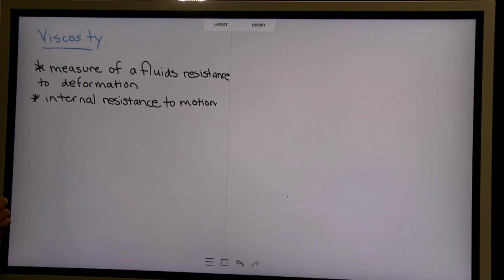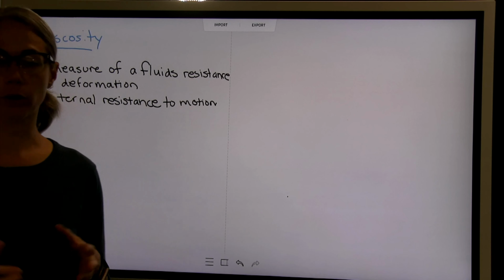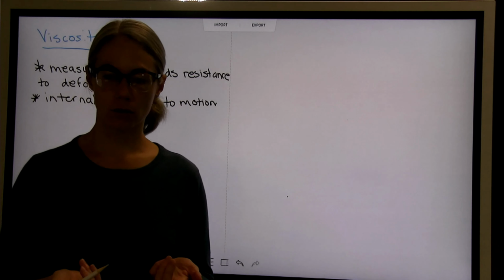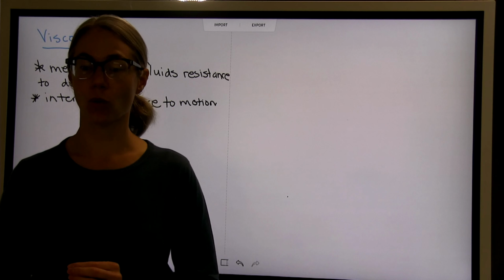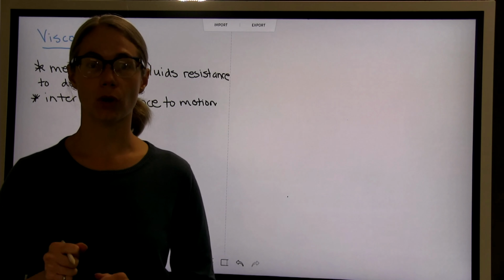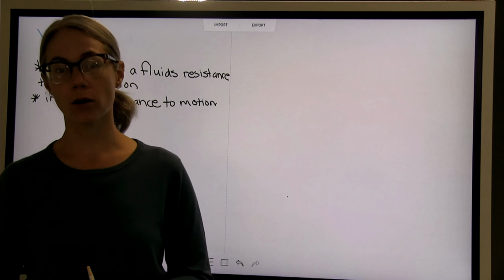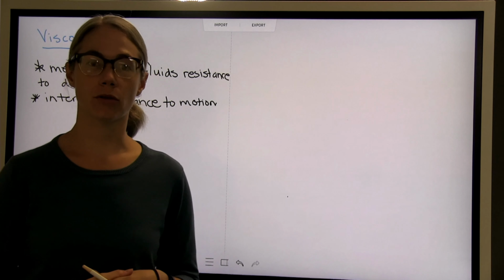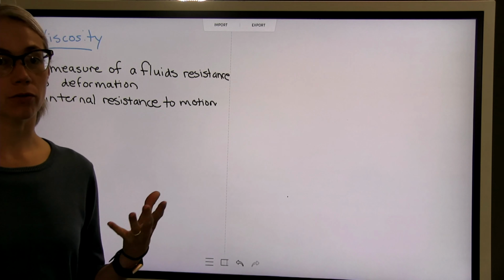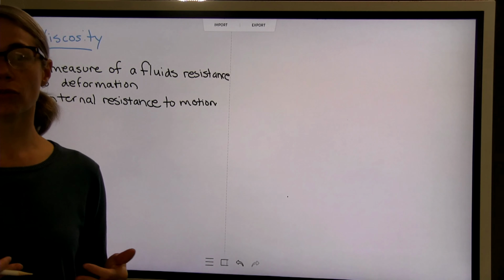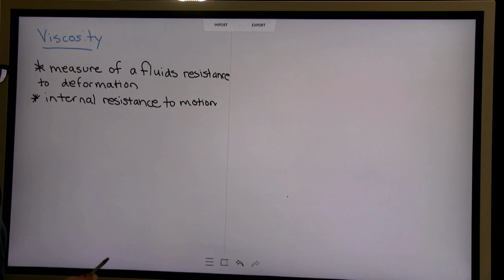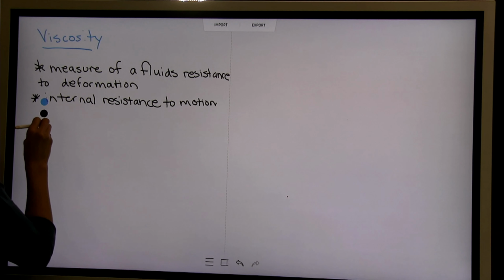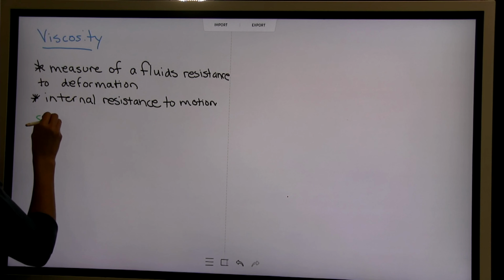And this has implications for not only how quickly fluid will move when we're pouring it out of a beaker, for example, but also for the motion of objects through fluids. If you have a submarine traveling through water, or a boat traveling through water, or an airplane traveling through air, those are all fluids they're traveling through. And those fluids, depending on the viscosity, are going to exert different drag forces on the objects that are moving through them.